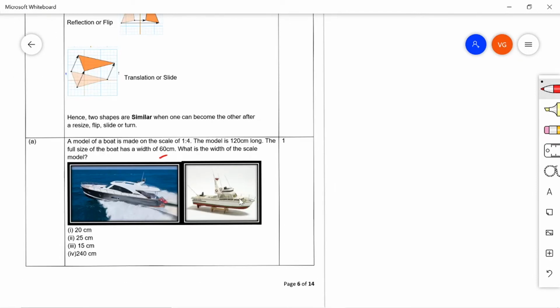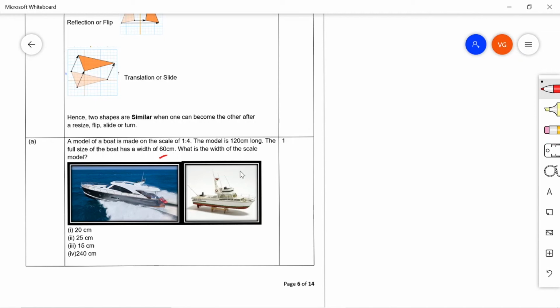Part A from question number 18 is like this. A model of a boat is made on the scale of 1:4. The model is 120 centimeter long. The full size of the boat has a width of 60 centimeter. What is the width of the scale model?